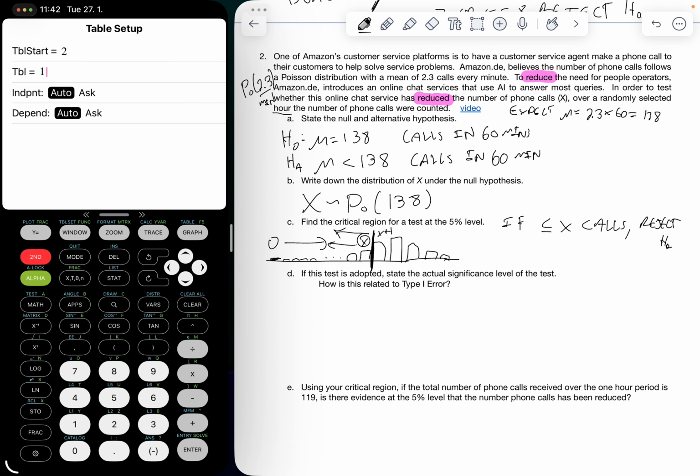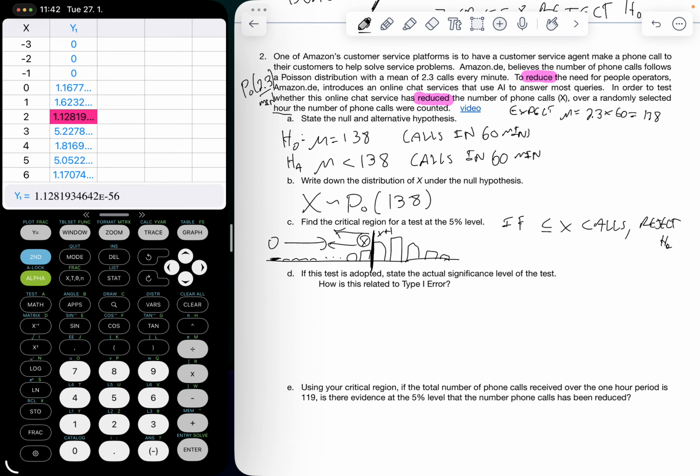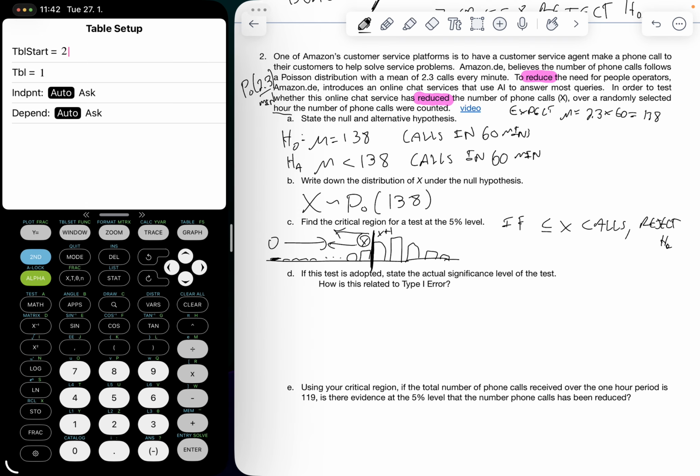If I go to the table, the probabilities at the beginning are basically going to be super small. We have like E negative 56, E negative 58. They're teeny tiny because if you expect 138, there's no way we're going to get like 0 calls. So in my table set, maybe I start at like 100 here instead of starting so low. And I'm probably still going to have pretty low numbers.